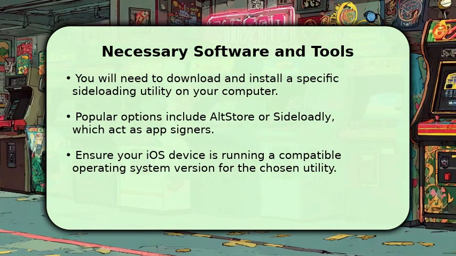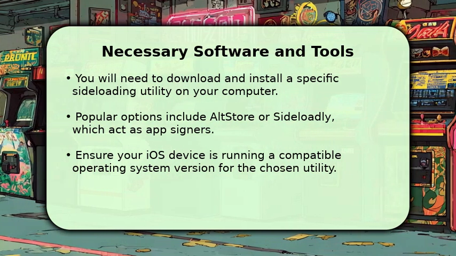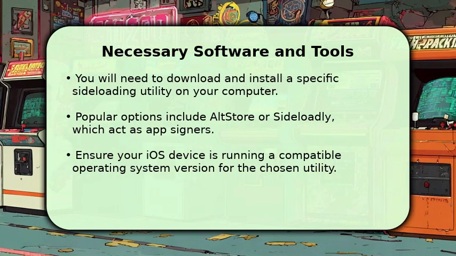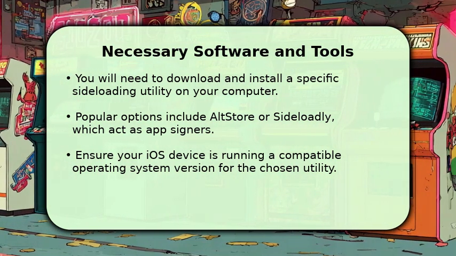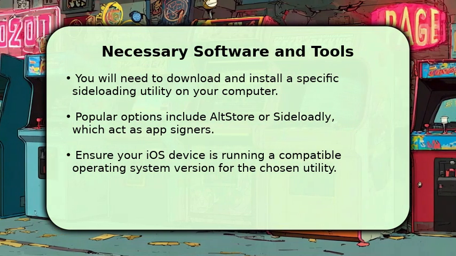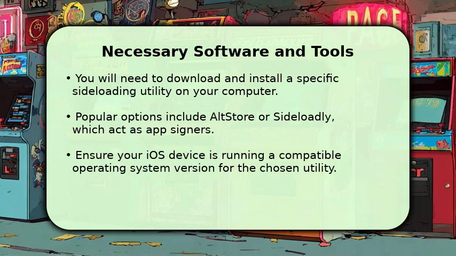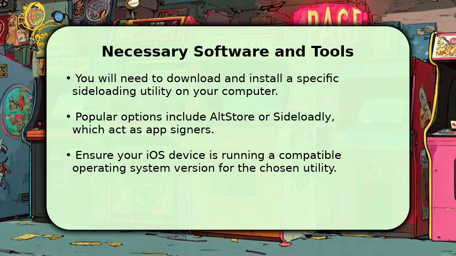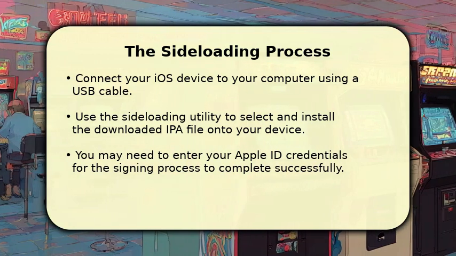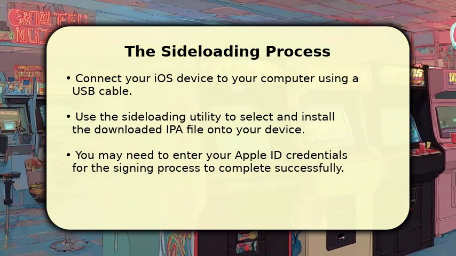You will also need to locate the specific application file, often referred to as an IPA file, for the Roblox Executor you wish to install. Verify that this file is compatible with your iOS device's current operating system version, typically iOS 15 or newer, to ensure proper functionality. Once your tools are ready, connect your iOS device to your computer using the USB cable.